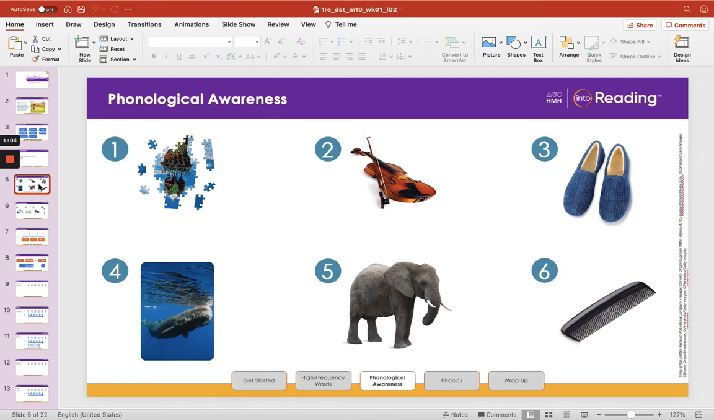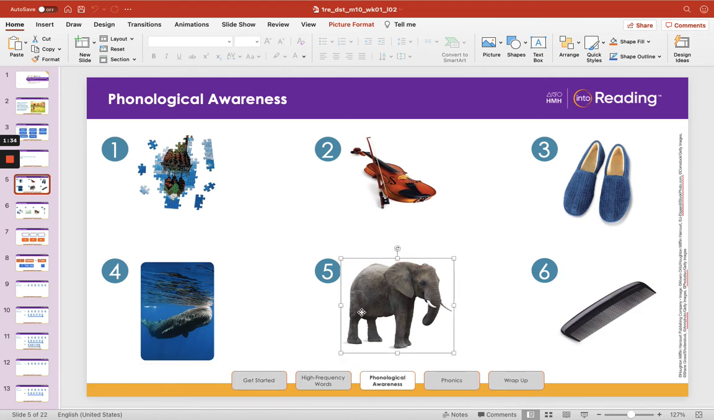Picture number 3 is slippers. What are the syllables in slippers? Slippers. 2 syllables. I can clap it. Slippers. Number 4 is a picture of a whale. How many syllables are in the word whale? 1. Whale. 1 syllable word.